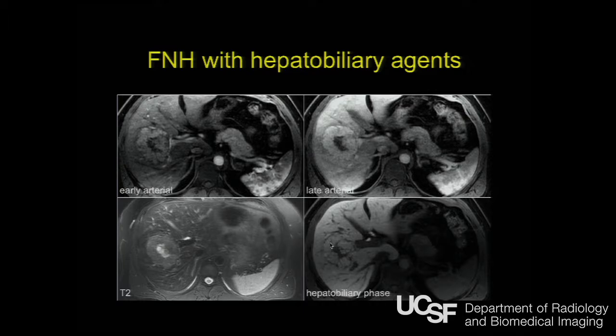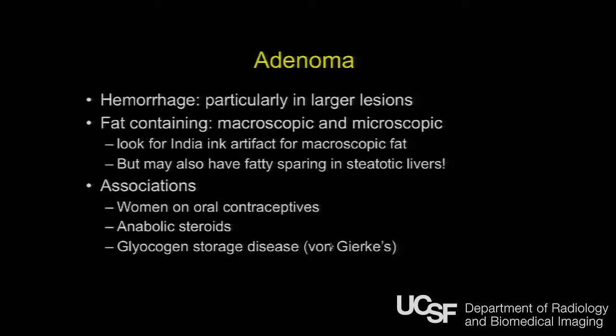So those ducts, you can actually see the ducts extend throughout the lesion much better than you would see on an extracellular contrast study. Okay, so very characteristic appearance of FNH, very easily characterized on hepatobiliary phase imaging.